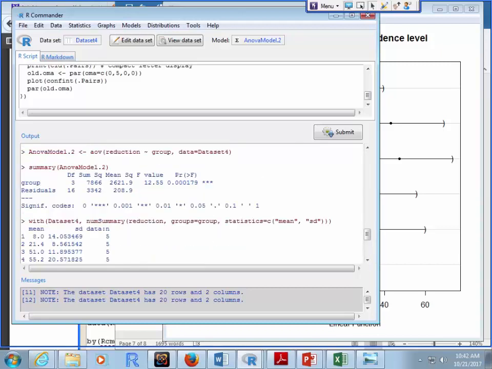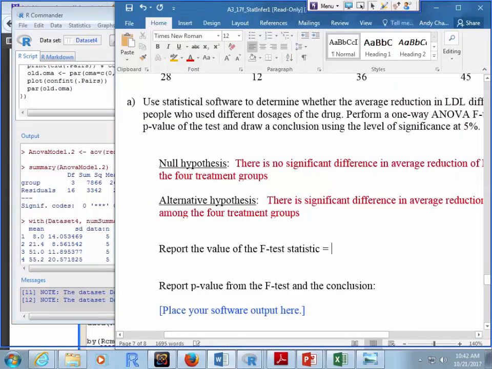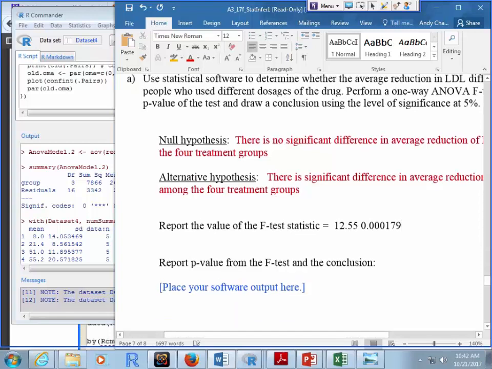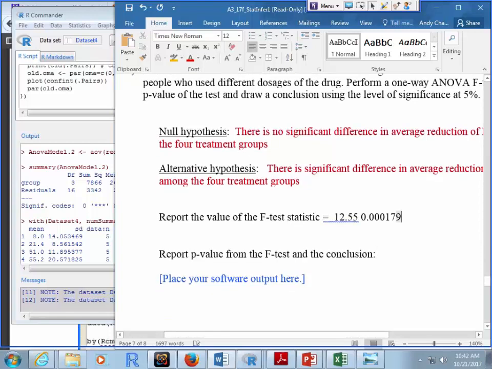So I have this nice output. We have this first ANOVA test. This is the ANOVA table, and also the variance model, this is model 2. The number underneath that is the p-value, and the F statistic is 12.55. The p-value is very small. So we'll go back to the F statistic. Actually, this is it. The p-value is this.